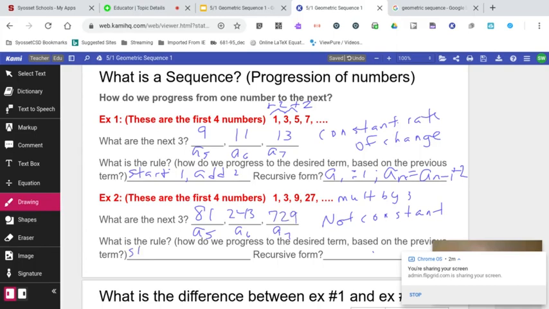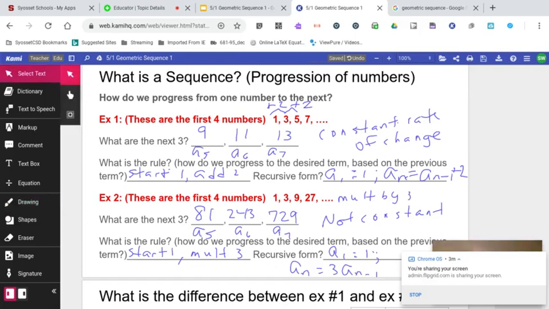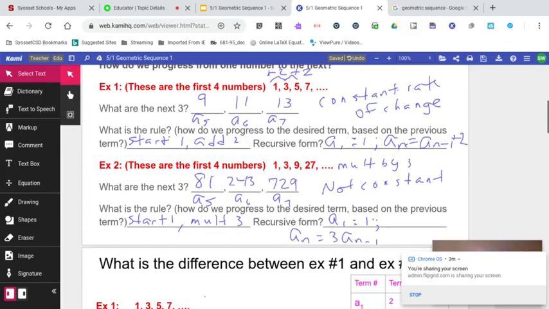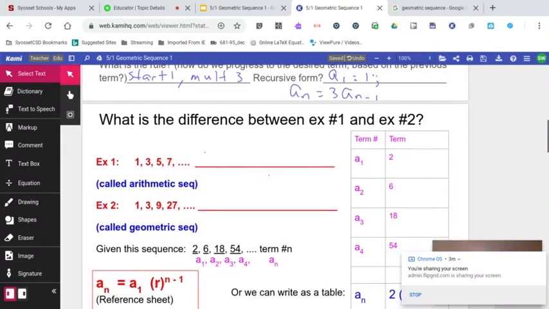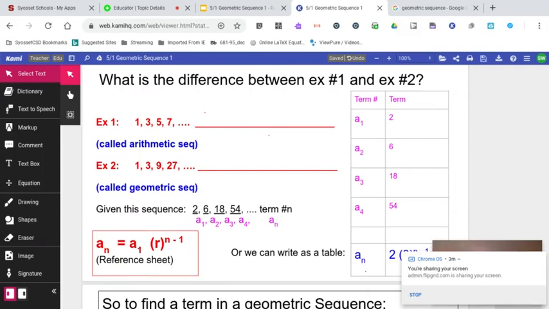Again, the rule is we started with 1, but we multiplied by 3. To write the recursive form, again, you have to tell me what your first term is, and again, that's 1. But to get to my nth term, I'm going to multiply 3 times the previous term, a sub n minus 1. Now, as you remember, recursive form had its benefits, but we had a hard time if we needed to get to a term number that was very far down the line.